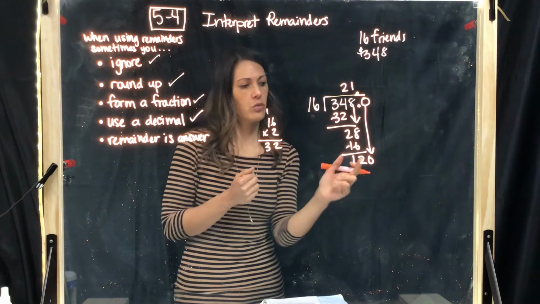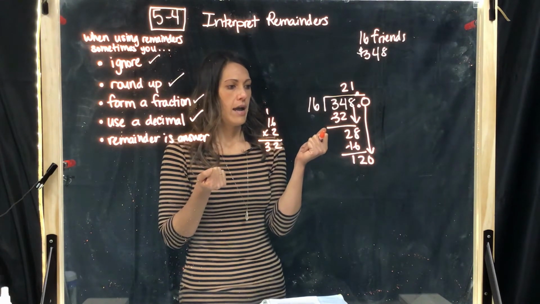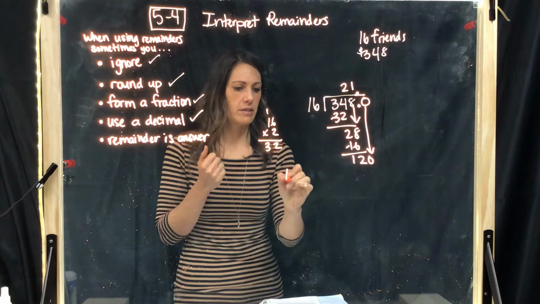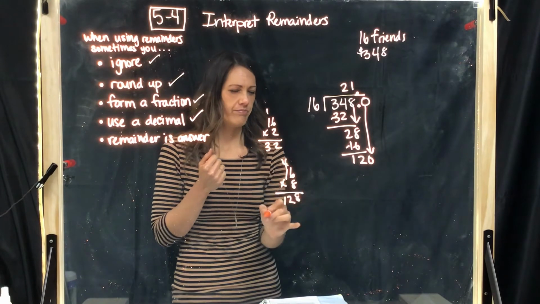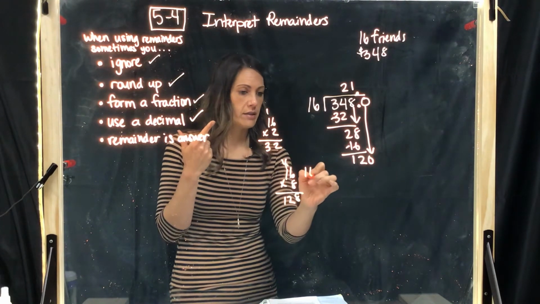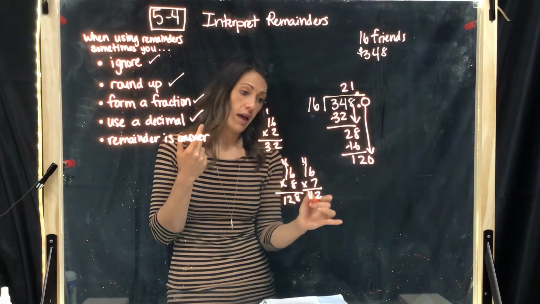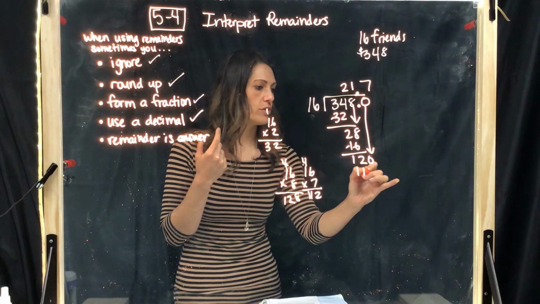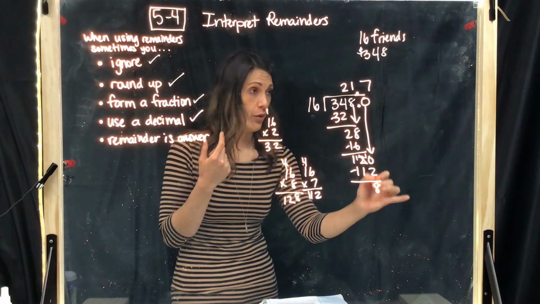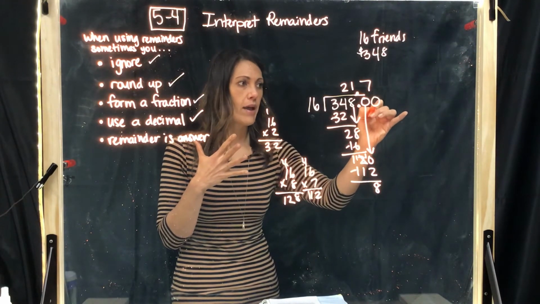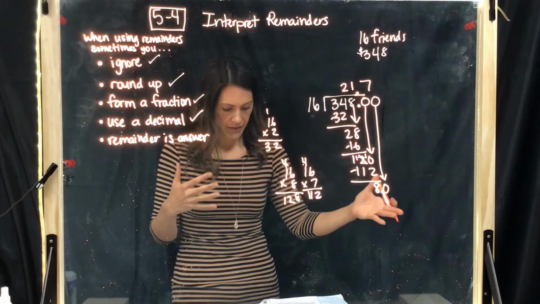Okay, 16 goes into 120. Let's see. Let's try 8 times. 16 times 8. 48, 8, 9, 10, 11, 12. A little too big. Let's try 7. 16 times 7. 42, 7, 8, 9, 10, 11. That works. Put a 7. I've got 112. I'm going to subtract. Regroup here. Got an 8. Again, do not put the 8 anywhere. You add a 0, and you're going to keep going until you have nothing left, okay?